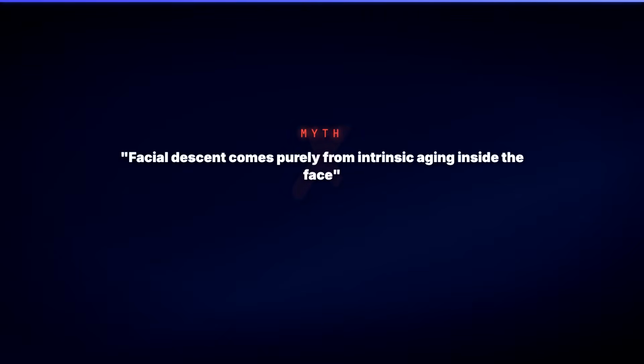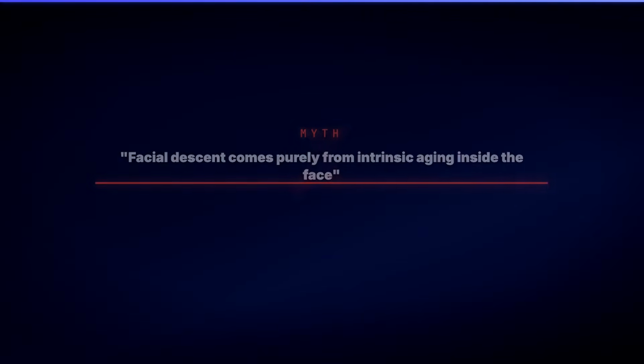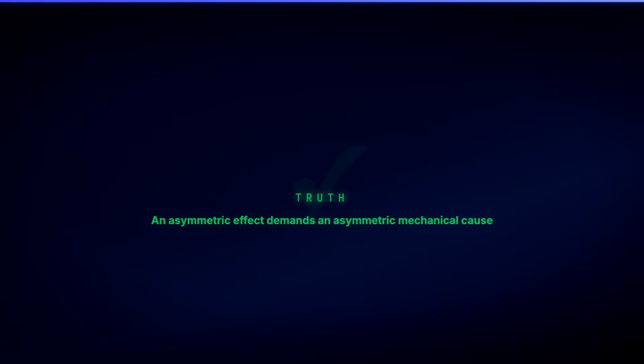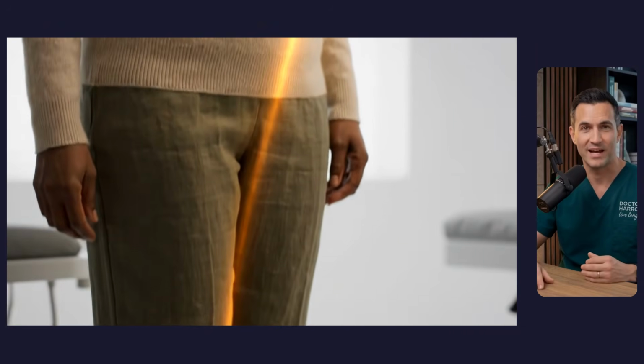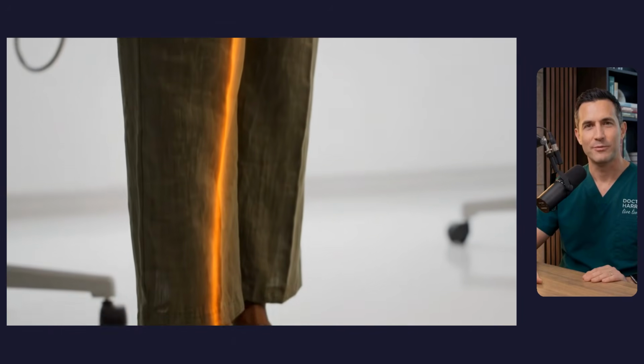The gap is what this explanation cannot account for. If the cause of facial descent is intrinsic to the face, located within the skin, the fat pads, the SMAS, why would one side descend faster than the other? Both sides of the face are in the same biological environment. Collagen breaks down across both sides at essentially the same rate. Fat pads don't preferentially migrate on the left. The SMAS doesn't atrophy faster on one side of a face unless there's an asymmetric mechanical reason driving it. The asymmetry in the face demands an asymmetric cause.